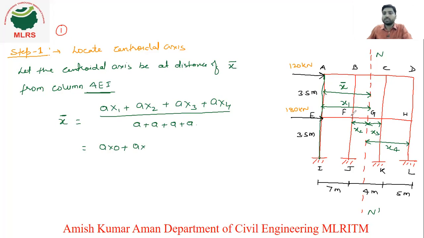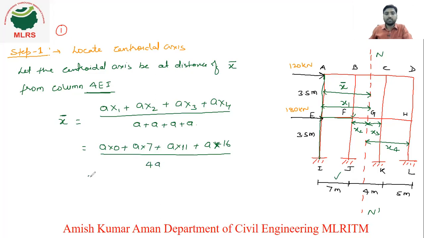So this is your second column. From here to here, what is the distance? This distance is 7 meter. You can see here it is 7. So 7 plus a into what will be the distance from the third column? 7 plus 4, 11, plus the fourth column, 11 plus 5, 16. So this is divided by 4a. So this is 0 only.